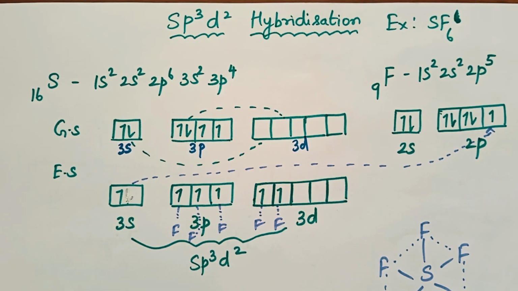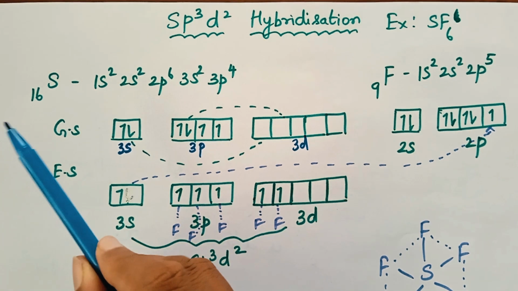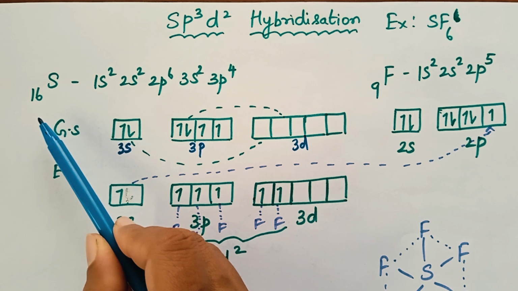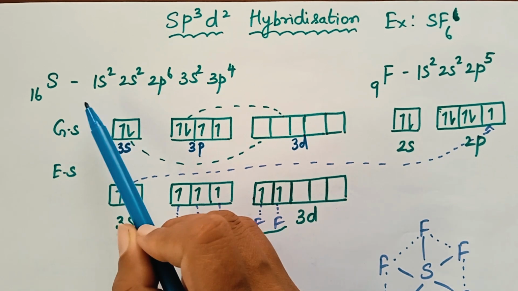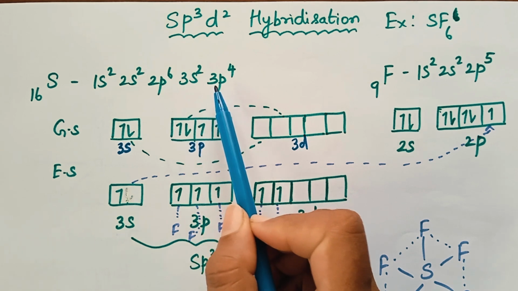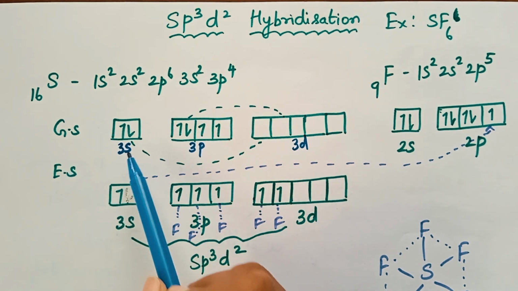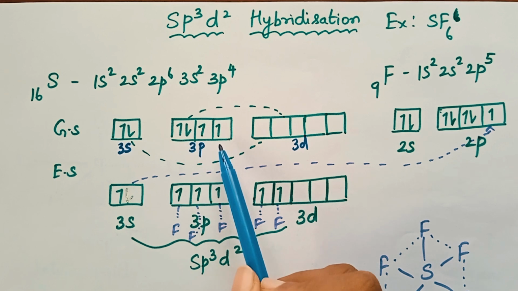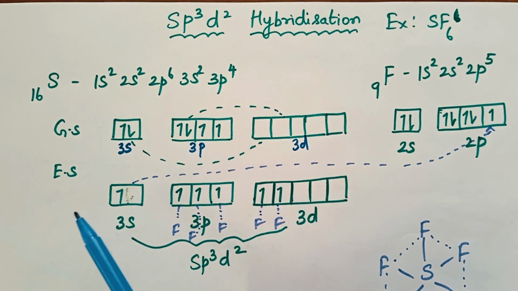Next we are going to see sp3d2 hybridization. Example of sp3d2 hybridization is SF6. The atomic number of sulfur is 16, so it has an electronic configuration 1s2, 2s2, 2p6, 3s2, 3p4. In the ground state there will be 2 electrons in the 3s orbital and 4 electrons in the 3p orbital.